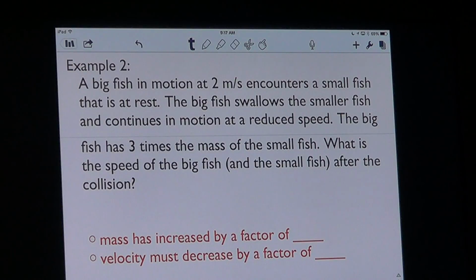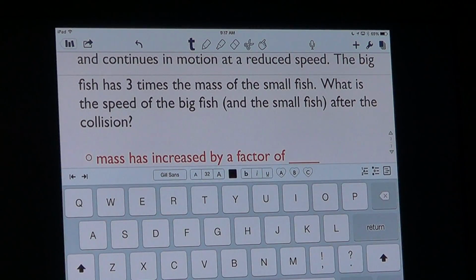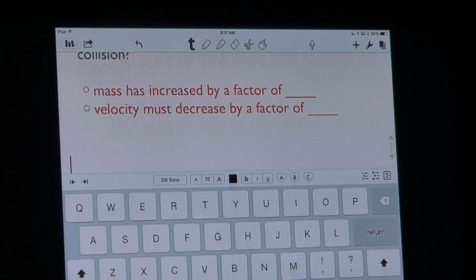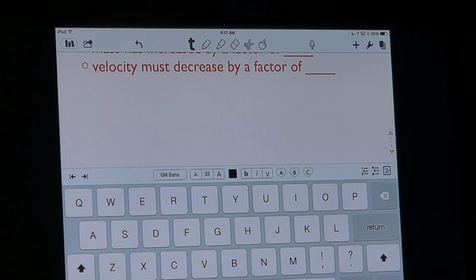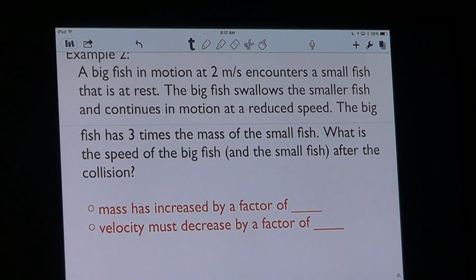Okay, so a big fish is moving at 2 meters per second, encounters a small fish that is at rest, and the big fish swallows the smaller fish and continues in motion at a reduced speed. The big fish has 3 times the mass of the small fish. What is the speed of the big fish and the small fish? They will be together as one after the collision. So the mass has increased by a factor of, by a factor of what?